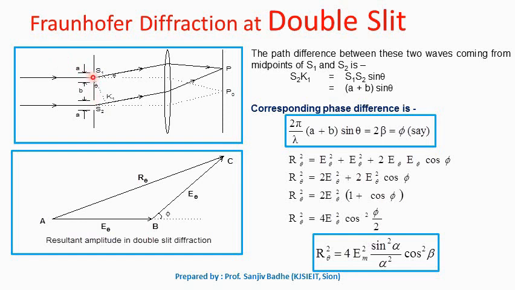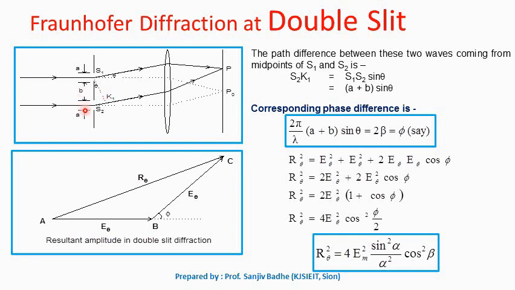S1 we can treat as the central point of this slit number 1, and S2 is a central point of slit number 2. We are assuming that all the light waves diffracted from slit number 1 can be replaced by only one light wave which is diffracted from center of the slit and having the amplitude E theta equal to Em sin alpha upon alpha.